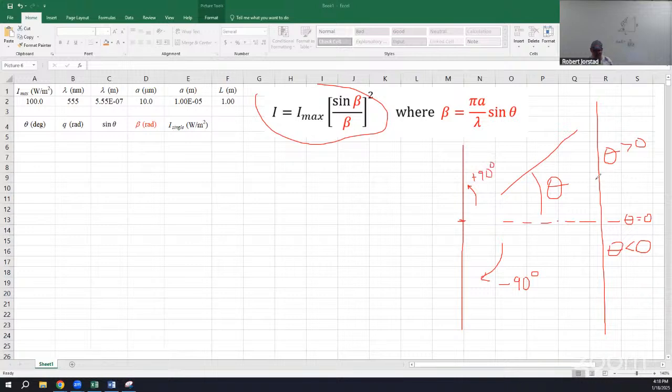Now, if you want to see how that relates to the position y, we can discuss that after we get the angular plot made. So let's first focus on making the angular plot. All right, annotations, let's get rid of those.